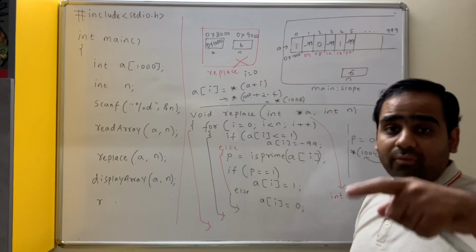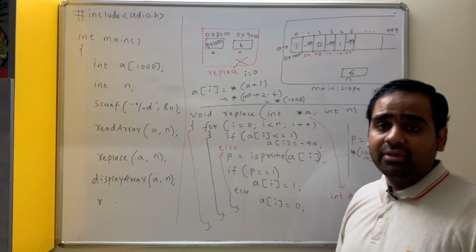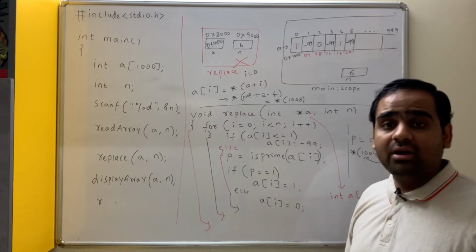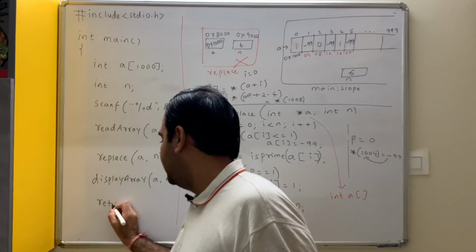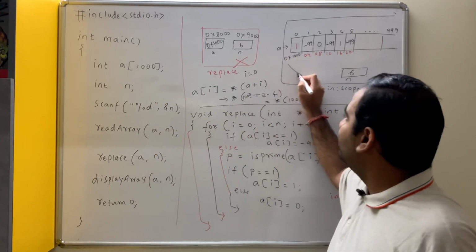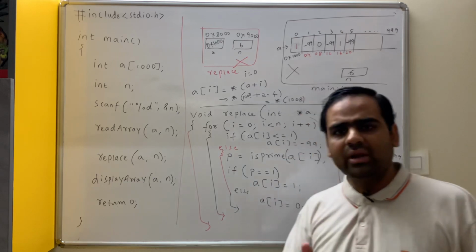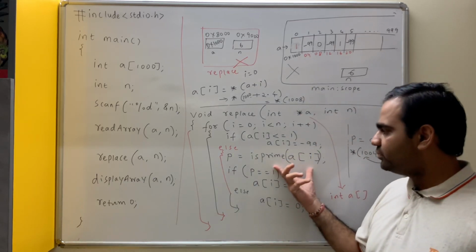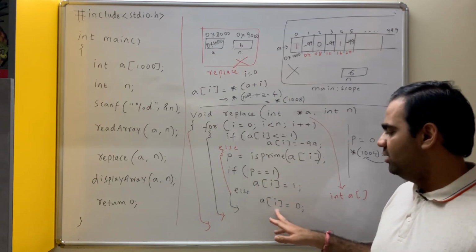1 means that was a prime number there. 0 means that was not a prime number there. And minus 99 means it can be either 1, 0 or any negative number. And here I write return 0, and whenever I return it, the scope of main also deactivates and the program stops. This is how you replace the value of a prime number with 1 and else with 0.